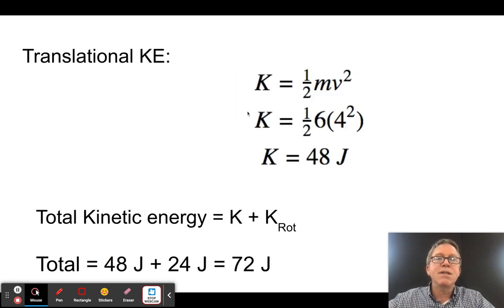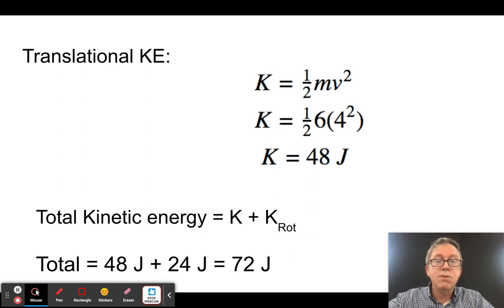I can then calculate the translational kinetic energy by saying 1 half mv squared. The mass is 6. The translational velocity is 4. That gives me 48 joules. So the total kinetic energy is 48 joules of translational plus 24 joules of rotational. And notice that's half. That gives me a total of 72 joules of total kinetic energy.